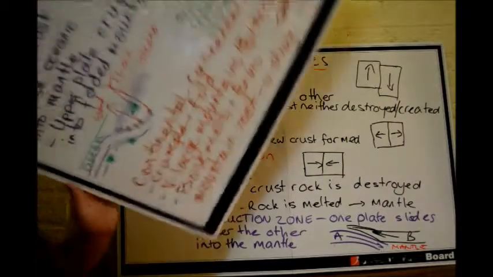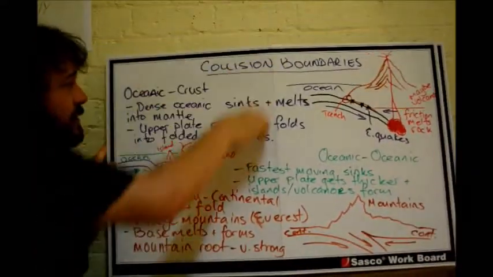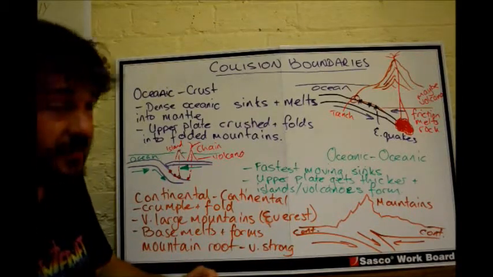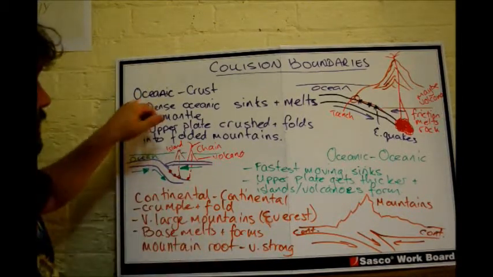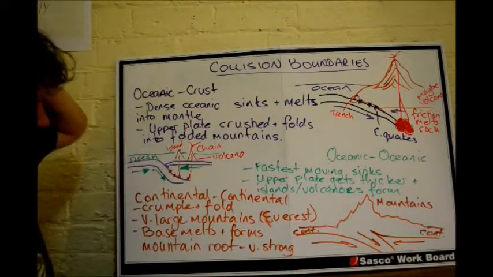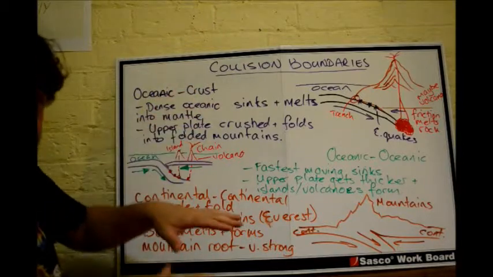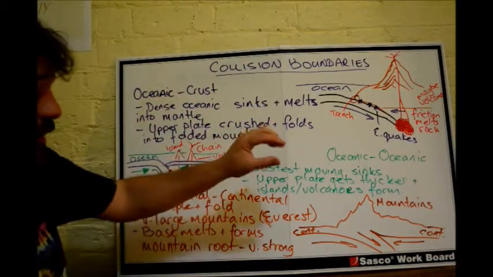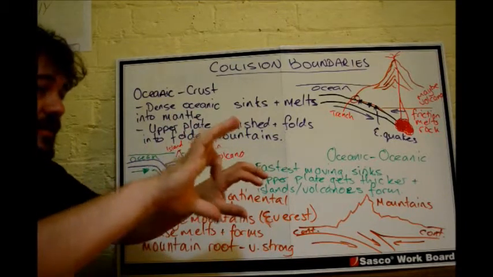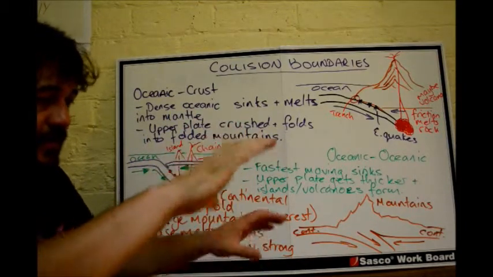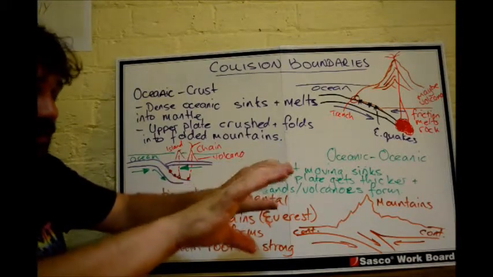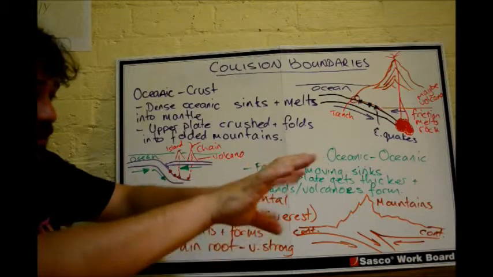If we bring this over, we'll start with the most complex of the three, and it's collision boundaries. So this should say oceanic continental. Alright, so with an oceanic continental collision, you've got the thick, dense oceanic crust and the light, wide continental plate, and the oceanic crust and the continental plate crust collide.